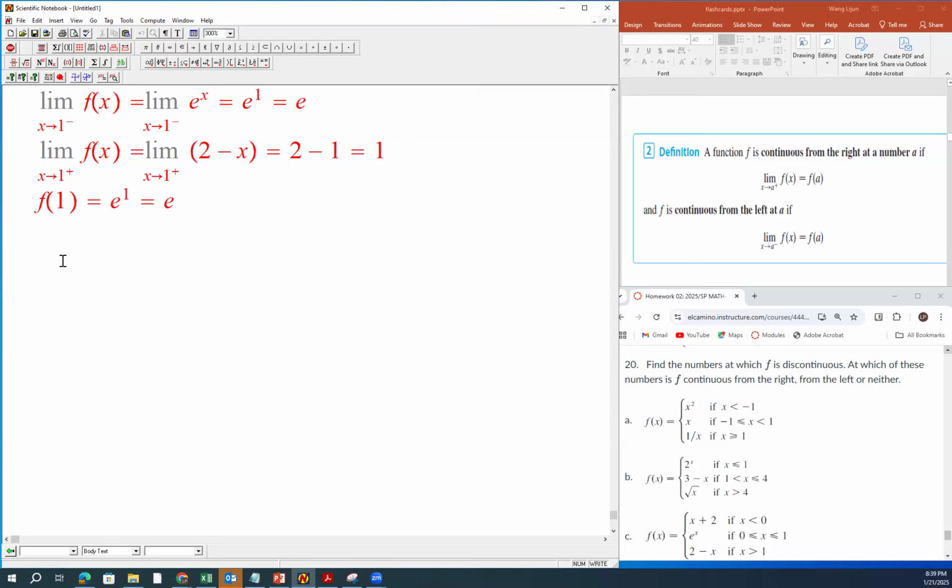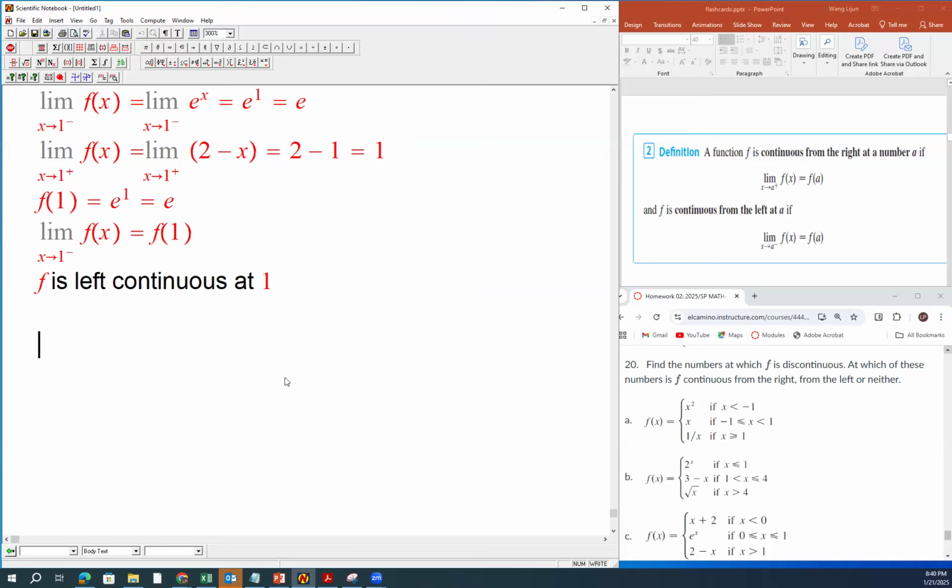So now we can draw our conclusions. We're going to use a definition here. This piece is equal to f of 1. Okay, left continuous. So you can say f is left continuous at 1. So that's about left and right continuity.